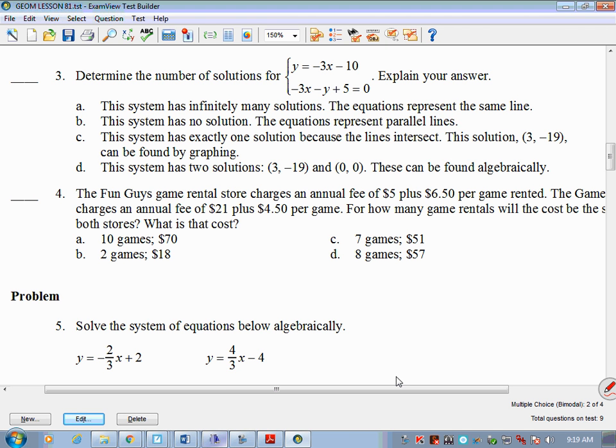Move everything else to the other side, right? What would be the easiest thing to move to the other side? 5. How would you move it? Subtract. So you'd end up with -3x minus y equals -5, right? What else do we want to move over there? Yeah, the -3x. How do we move -3x to the other side? Add 3x. So that's going to give me -y equals 3x minus 5, right?